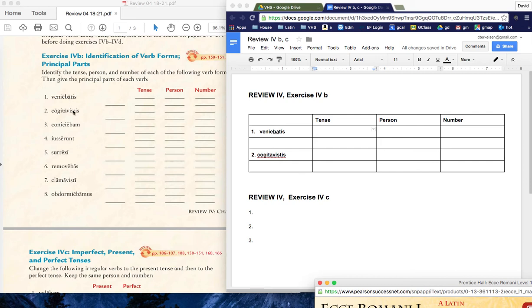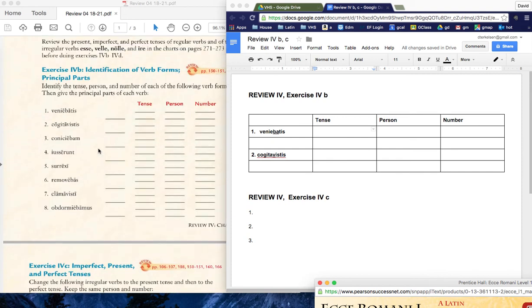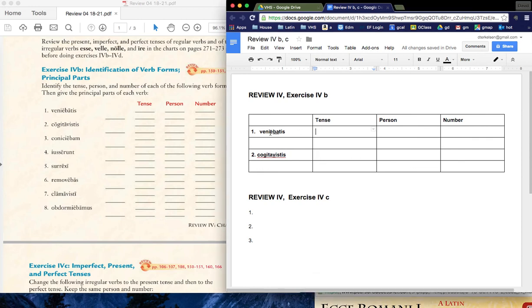I think I'm just going to do two, maybe three questions from this exercise, and we'll see about the next one in a few minutes. So Venier Batis, if you're looking it over and you want to think tense, person, and number. Tense again is it present? Is it imperfect? Is it future tense? And here it shouldn't be too hard to once again see that there is that BA in there, which identifies this as imperfect tense. So that would be like someone was coming.